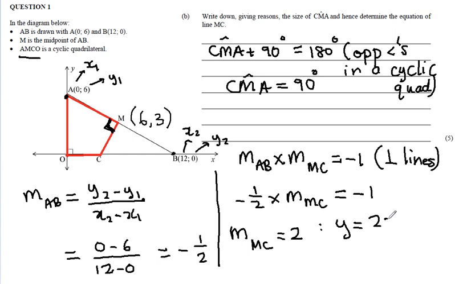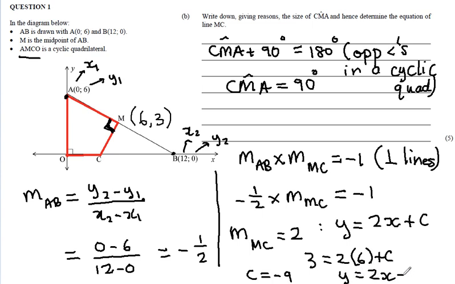M is 2, so y is equal to 2x plus c. And we can now sub in the point M, which, if you recall in question part A, was (6, 3). So 3 is equal to 2 into 6 plus c. And if I solve for c, c will be equal to 3 minus 12, which is -9. So the equation of MC becomes y is equal to 2x minus 9.